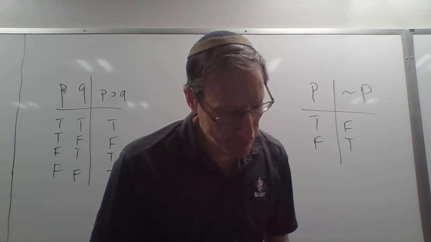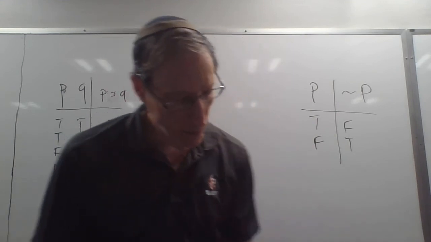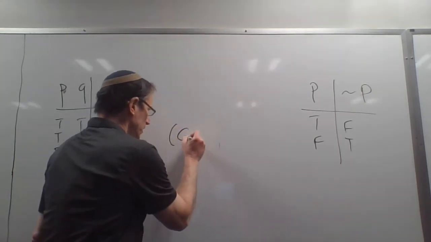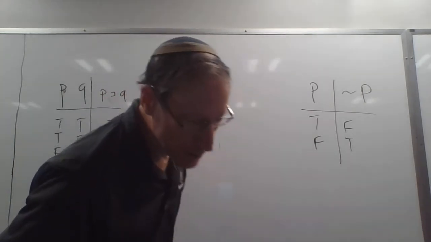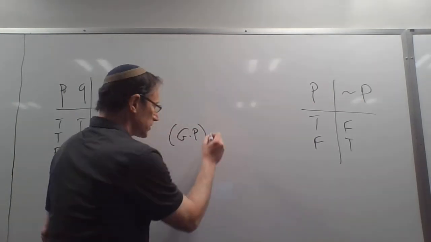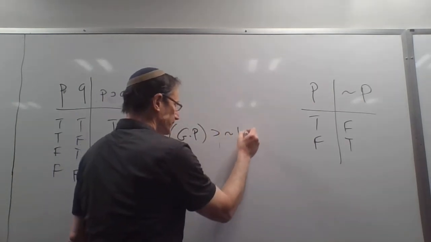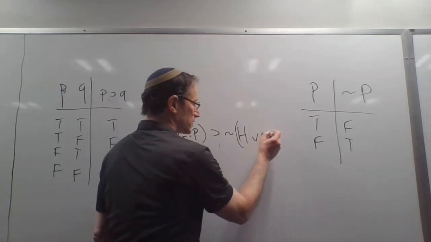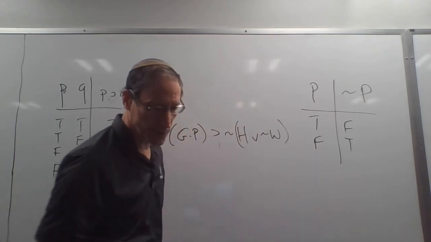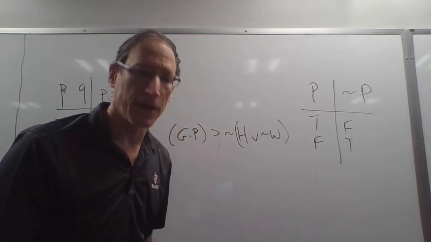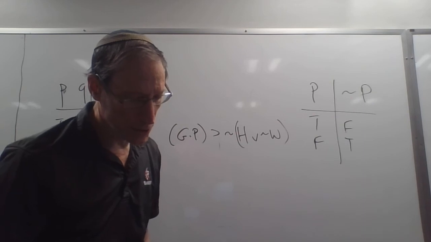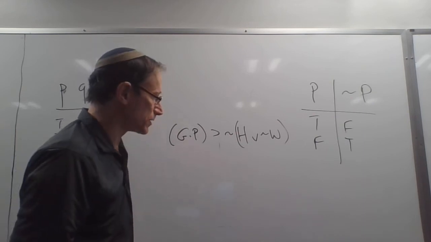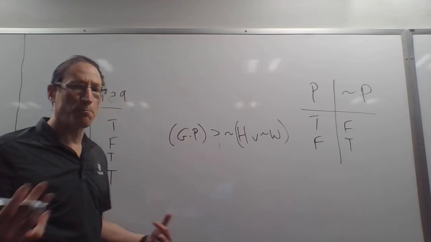Let's say we have, looking in my book here, this is number 2: G dot not P, horseshoe, tilde, parenthesis, H wedge not W. Okay, so this is again number 2 from Roman numeral 1 at the end of 6.2. So I'm asked, what's the major operator?